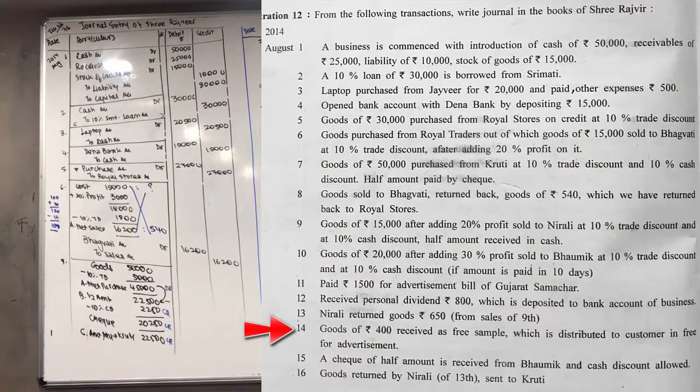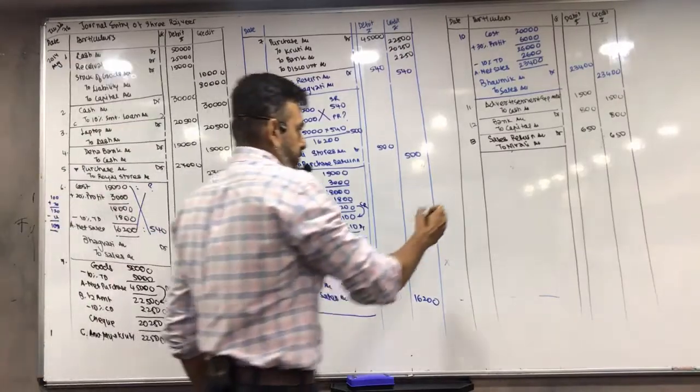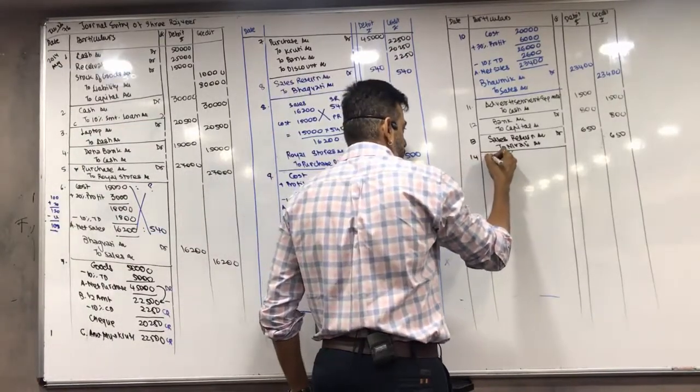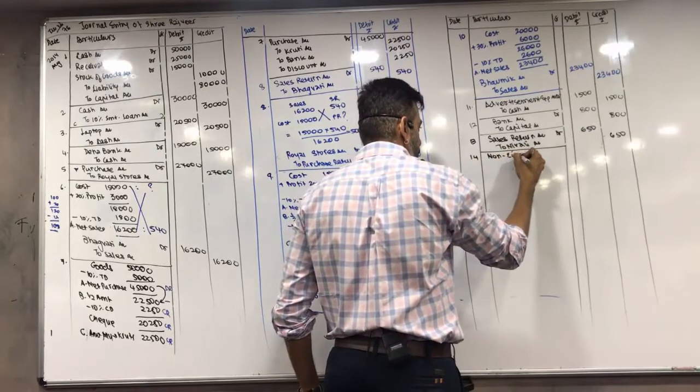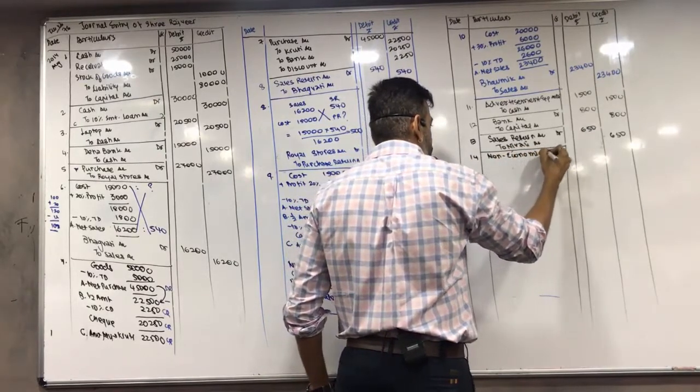Goods of 400 received as free sample which is distributed to a customer free for advertising. Non-economic transaction. Like 14. Non-economic transaction.